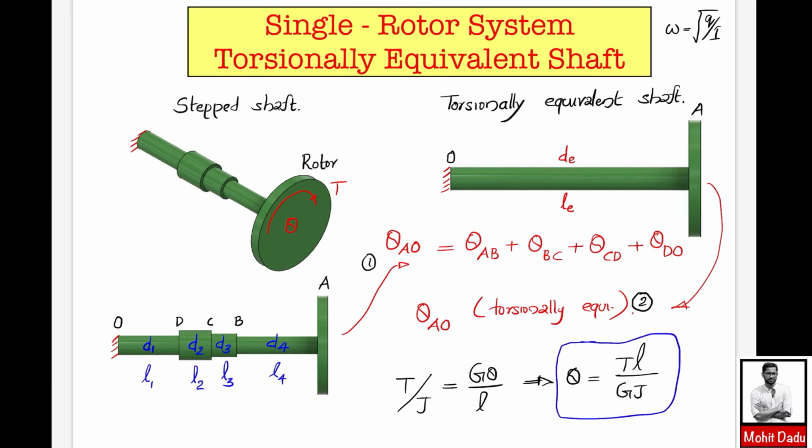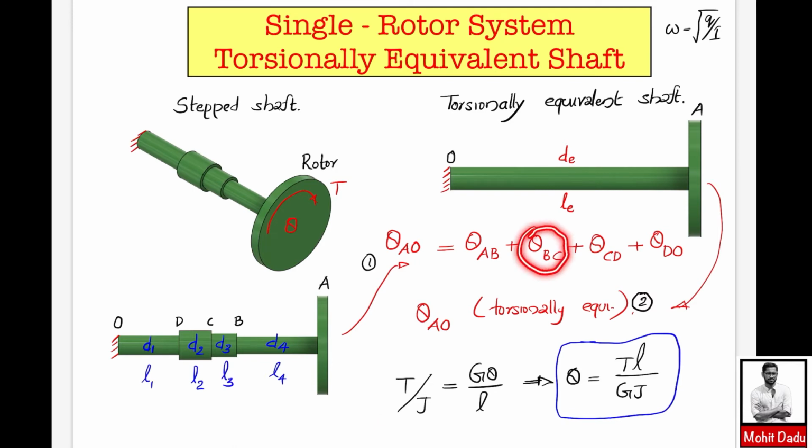So theta is equal to the applied torque T into the length of the shaft divided by the rigidity modulus G into the polar moment of inertia J. If you are considering the stepped shaft, it has different lengths. So this will have an equation like T into L4 divided by G into J4 for AB, which has a length of L4 and diameter of D4, because J is equal to pi d raised to 4 by 32. So this will be pi D4 raised to 4 divided by 32.